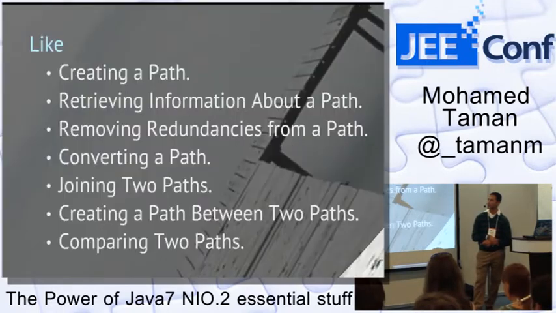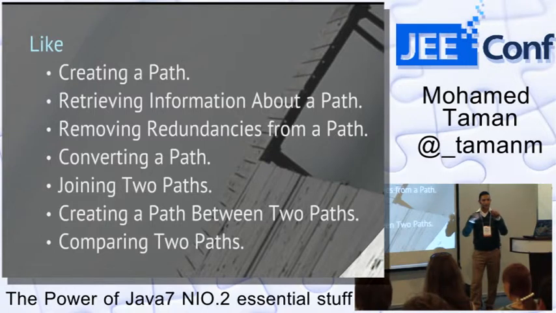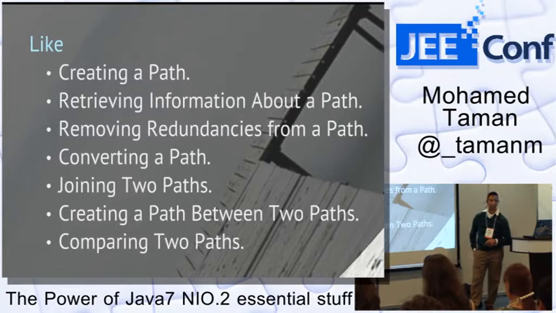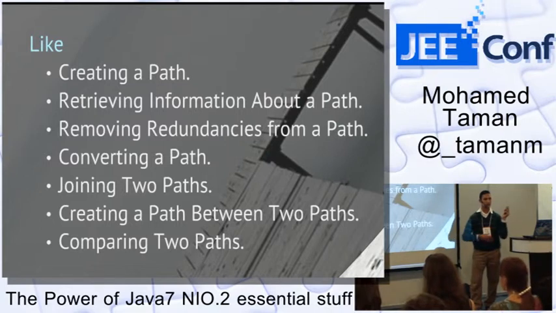Like what? Like creating a path, retrieving information about the path: is it relative, is it absolute, is it a file, a directory. It's just information. Removing redundancies: if you have a path with a parent reference and redundancies, you can call the resolve method. It removes all the redundancies from the path. Converting a path: I need to convert it to a file, to a URI, to an absolute path, to a real path, and so on, conversion from file to anything else.